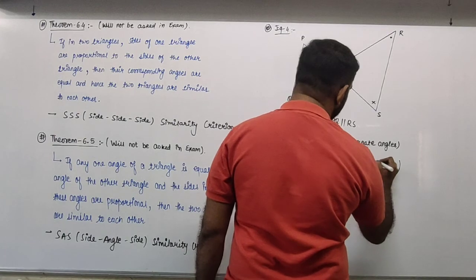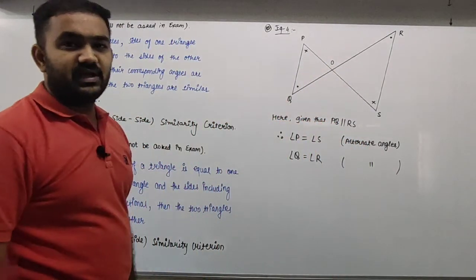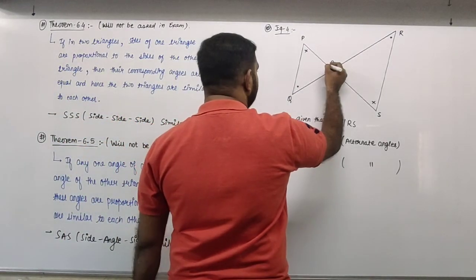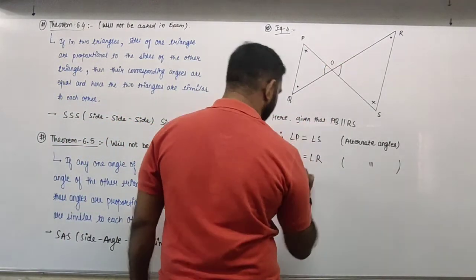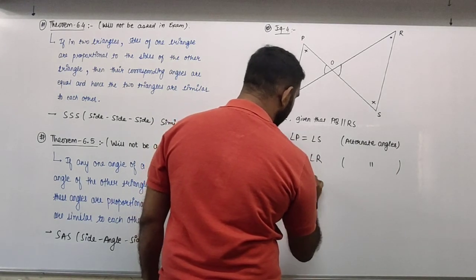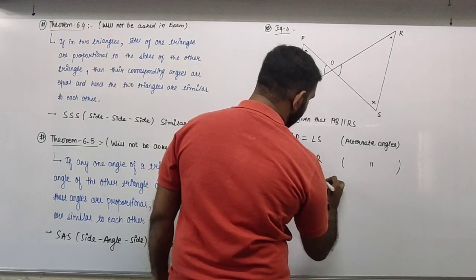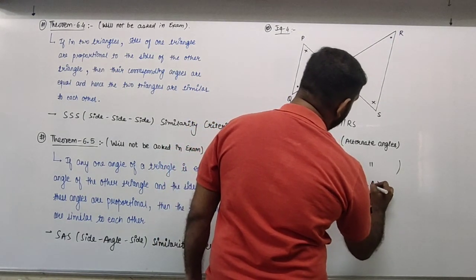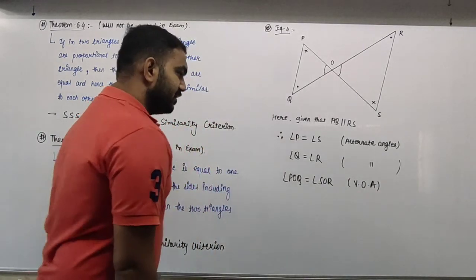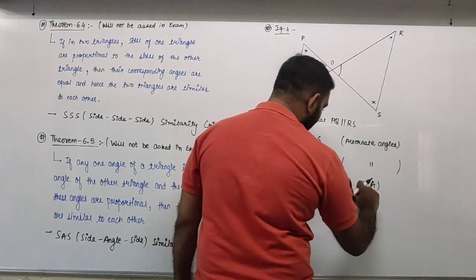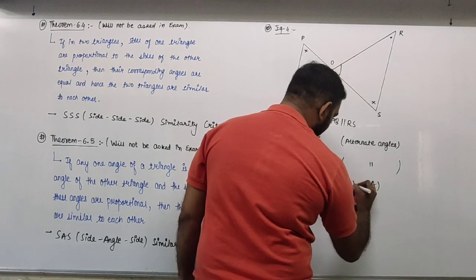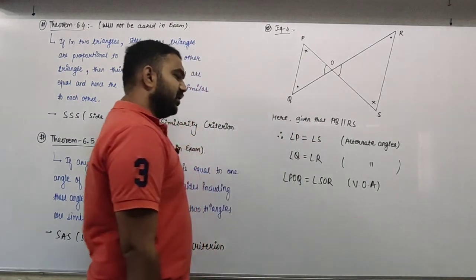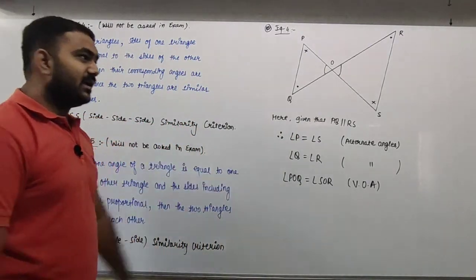Again, by the same reason, they will also be alternate angles. And angle POQ is equal to angle SOR because they are vertically opposite angles, VOA. Right? I am writing vertically opposite angles in short. VOA means vertically opposite angles. So all three angles are equal.